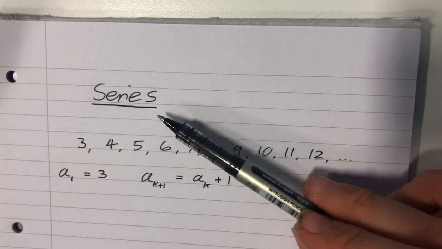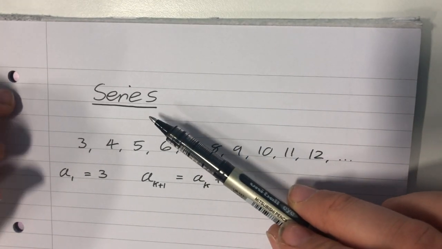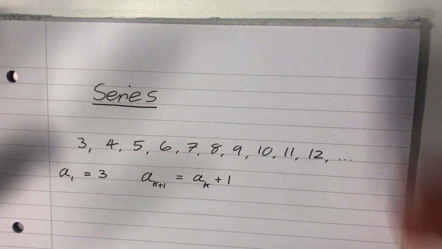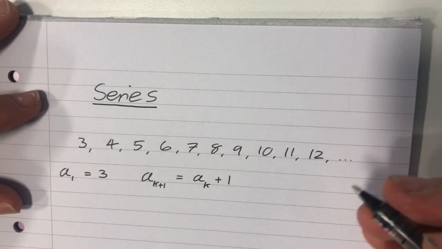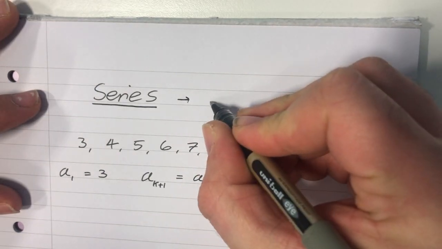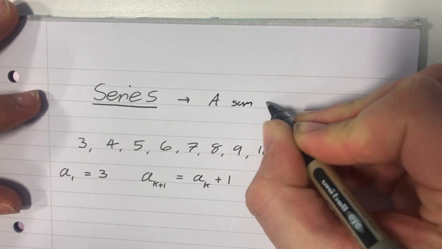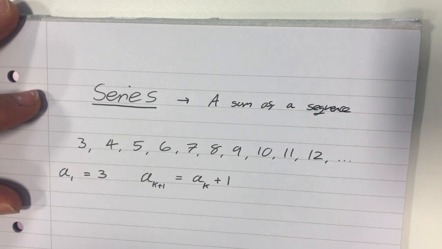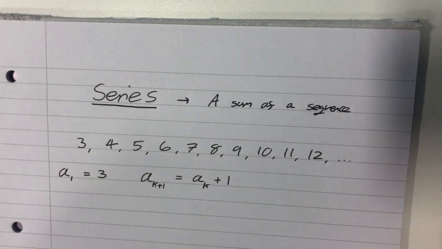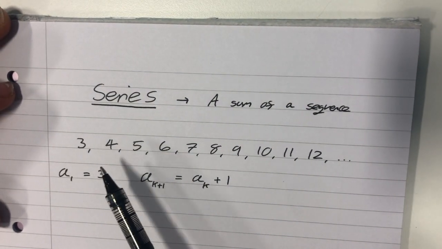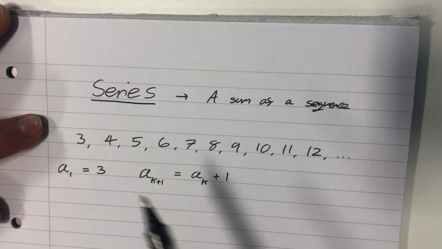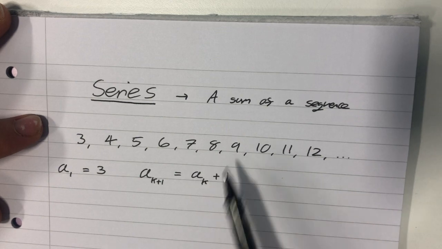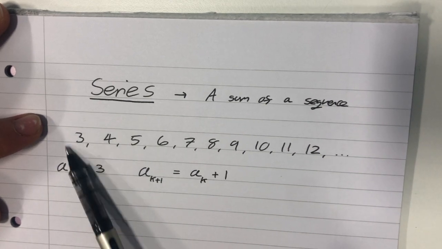Okay, a series. Mathematically, a series is different to a sequence, but they often get joined together in the same topic, sequences and series. Now, a series is actually a sum of a sequence. So they are related because a series is a sum of a sequence. So if I have a sequence here, it's an arithmetic sequence, so it's got a common difference. In this case, you add 1 from each term to get to the next term. And we start at 3.